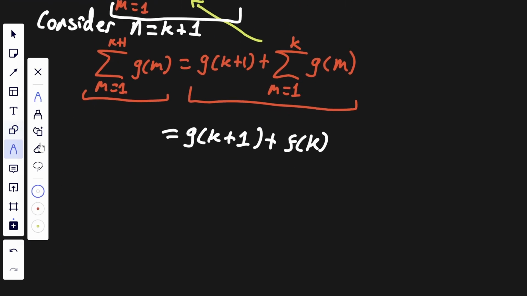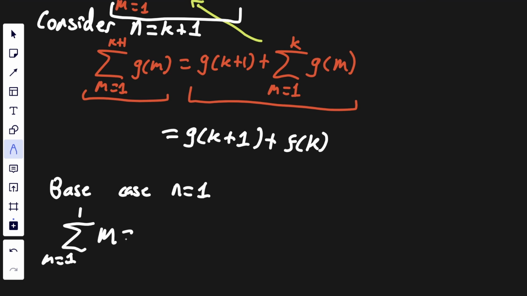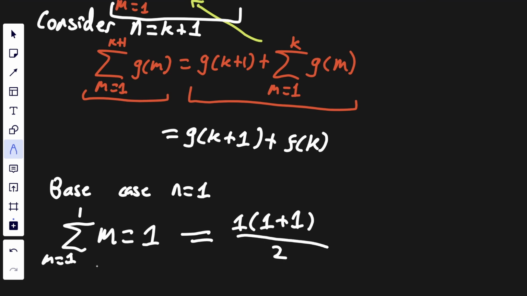So let's have a look. First of all, base case, n equals 1. So we're going to be doing the sum from m equals 1 to 1 of m. Well, that's just 1, because 1 is our only term. Putting 1 into the formula, we have 1 times 1 plus 1 over 2. And this is in fact equal to 1. So true for base case.